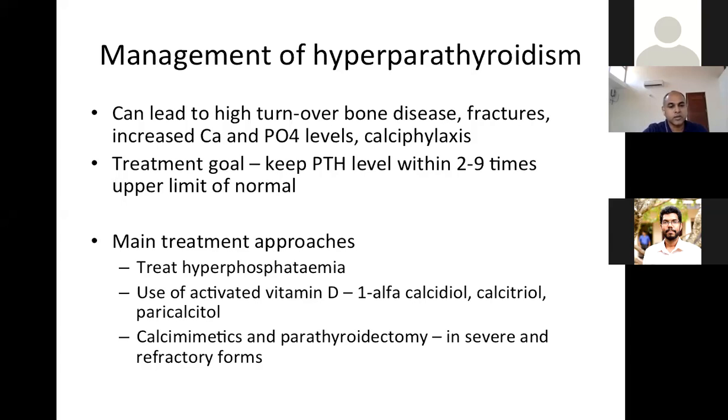So what is done with calcimimetics is that these drugs go and act like calcium, or in other words, activate the calcium sensing receptors in the parathyroid. So the parathyroid thinks that there's a lot of calcium in the body and shuts down. So that is the action of calcimimetics. But sometimes even those don't work, and you will have to end up doing parathyroidectomy. So this is how you manage hyperparathyroidism.